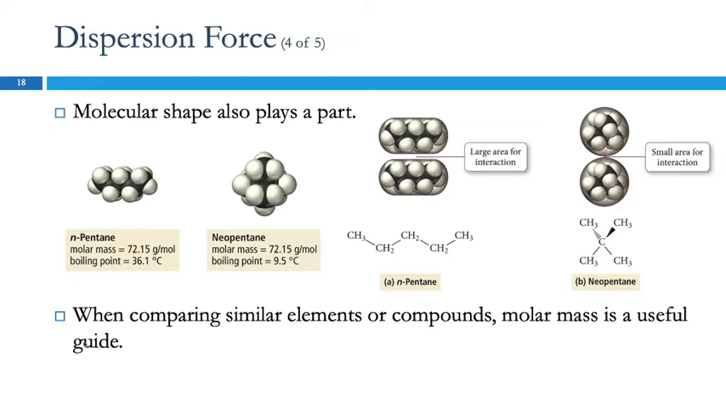So we can use molar mass when we're comparing similar elements or compounds. We can compare the noble gases and say, well, xenon is bigger and it has stronger intermolecular forces. But we can't compare a noble gas atom to a metal atom because they're very different, right?